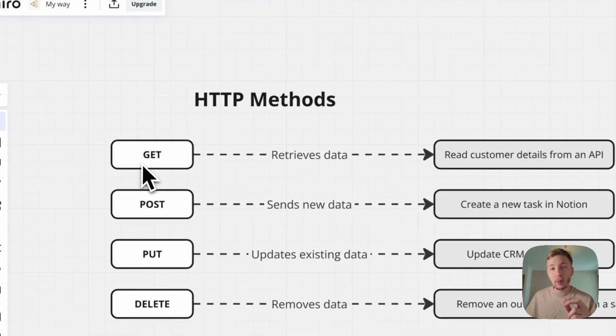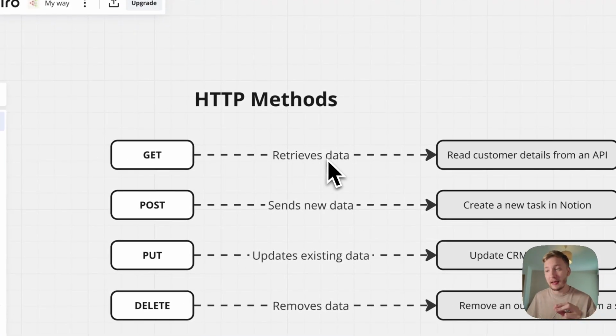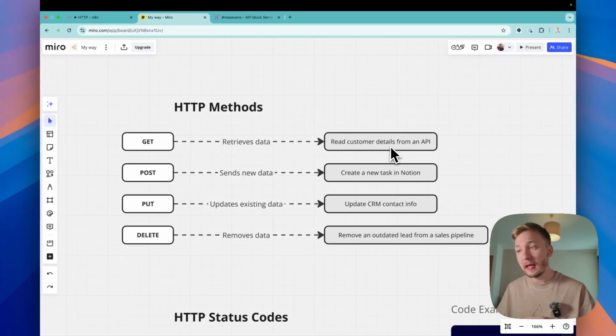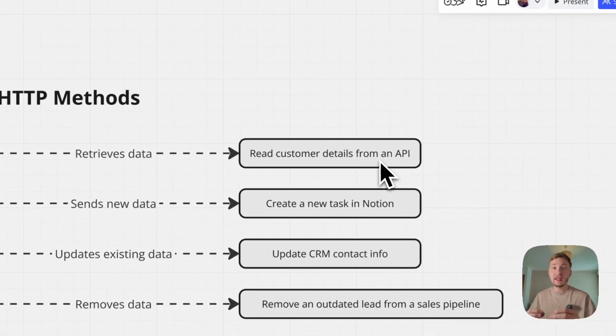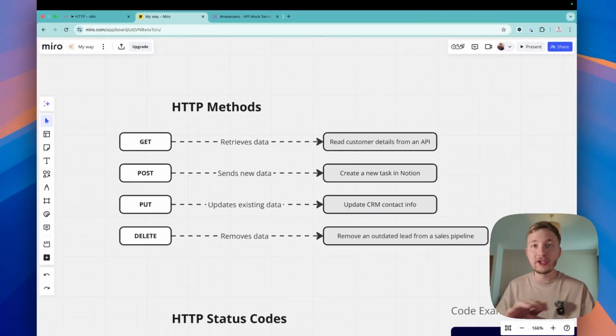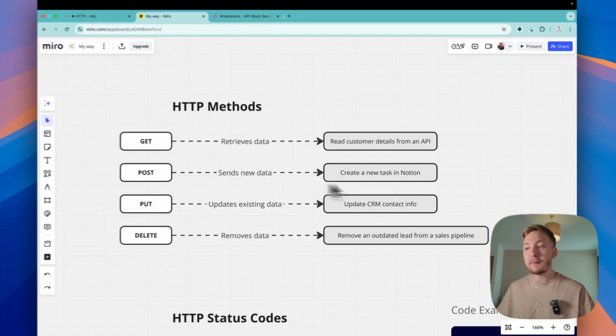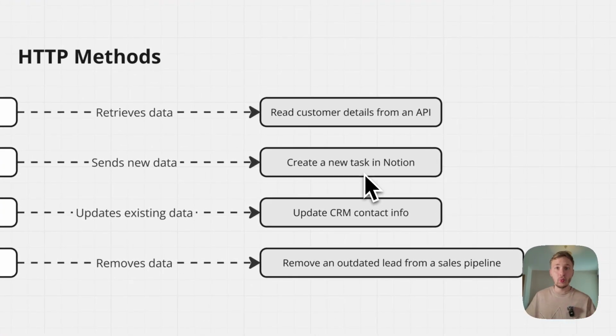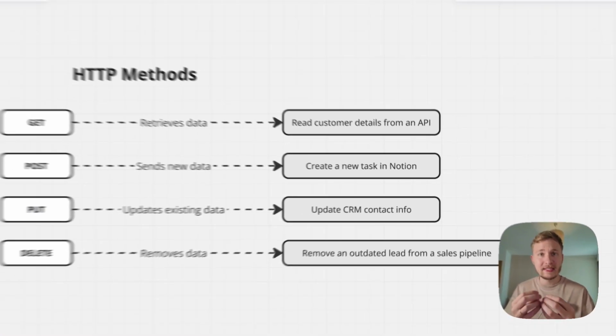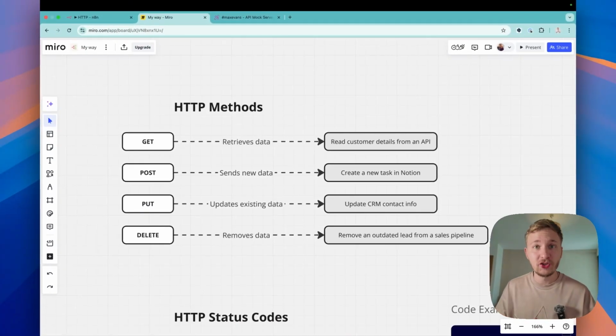When we send a GET request, it retrieves data. For example, read customer details from an API. Just read, just get information without any complex stuff. The second one, POST. It's when you want to send some data and get some information about this, right? For example, create a new task in Notion. When you are creating something or sending some data, especially in JSON format, it will be POST. I will tell you more about JSON format a bit later.